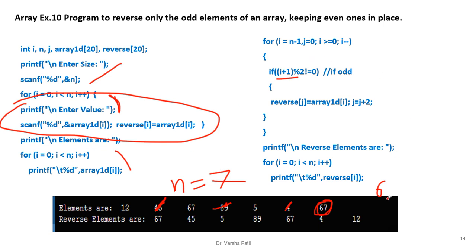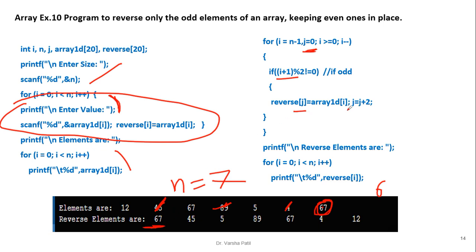Now see, n equal to 7 is there. Now we are starting with the reverse. i equal to n minus 1, i greater than 0, i minus minus. I will explain this role of j. Now see here, if i plus 1 mod 2 equal to 0... n equal to 7, n minus 1 is 6, 6 plus 1 is 7. So 7th location comes. 7th location is an odd location. Therefore it is storing this array location, that is the 7th location, into which location? The j location. Now initially j is 0, so it will store this 67. This 67 is transferred here.